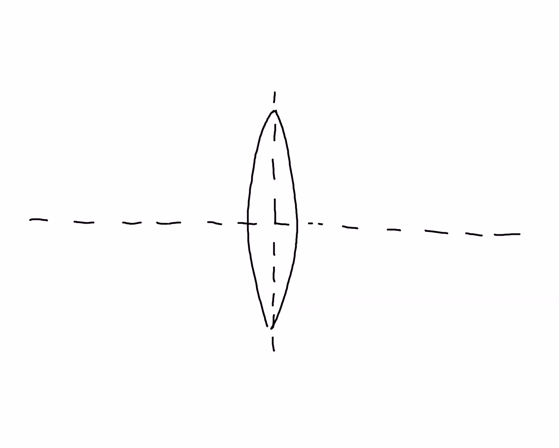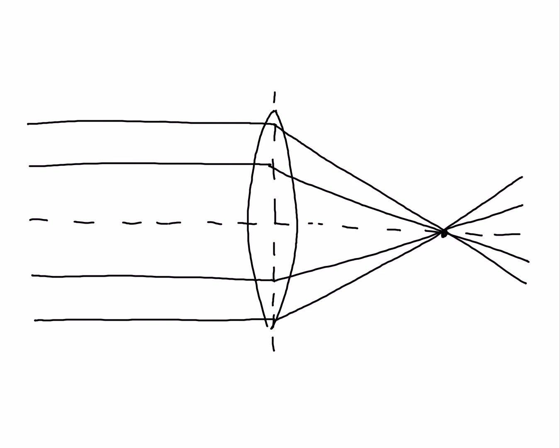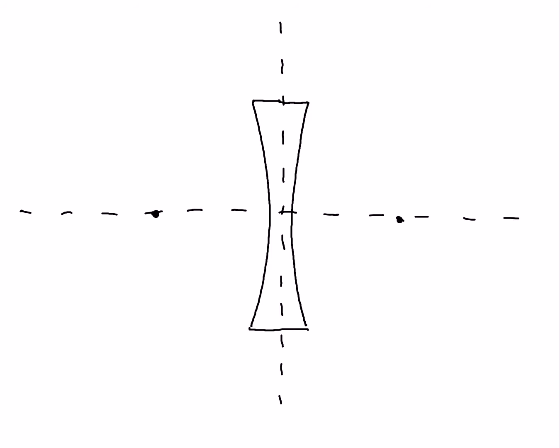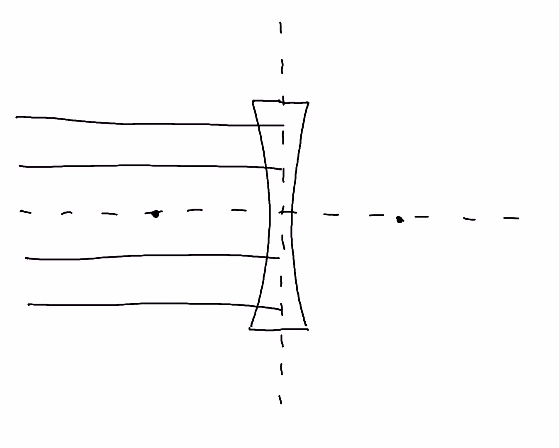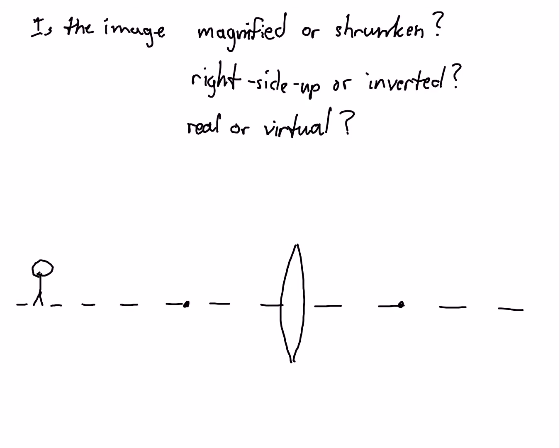So one implication of all this is that if we build a convex lens, then parallel incoming rays will be bent inward toward a focus. With a concave lens, parallel incoming rays are bent away such that the backwards extrapolation of the transmitted rays passes through a focus. Let's do a sample problem.